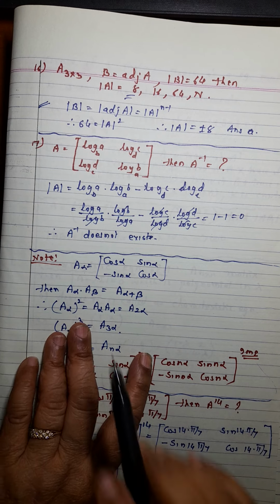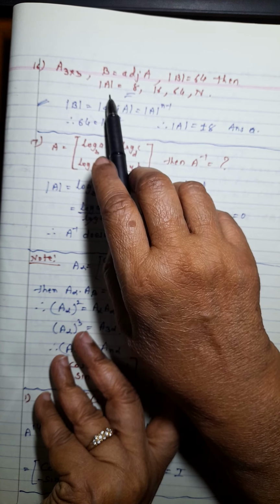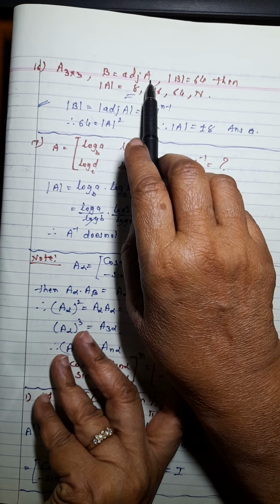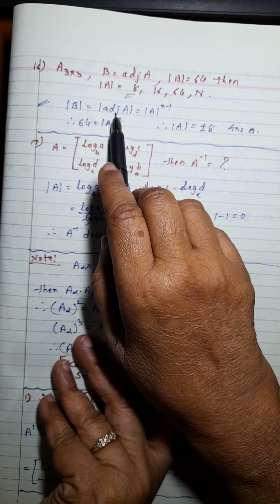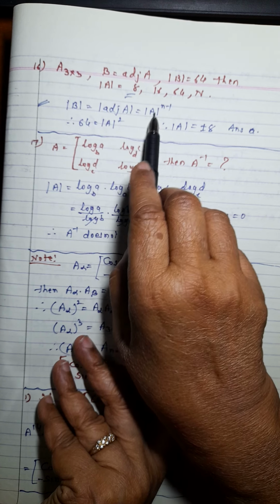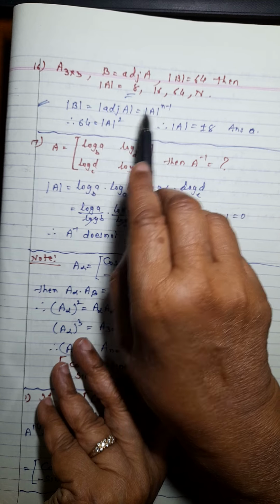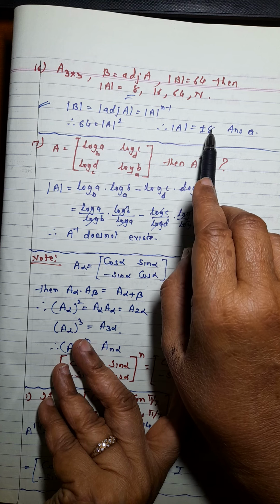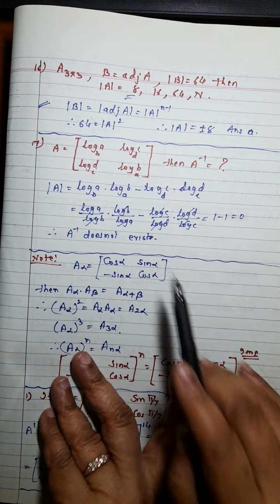Next problem: A is a 3 by 3 matrix, B is the adjoint of A, and determinant of B is 64. Then what is the determinant of A? B is adjoint of A, therefore determinant of B is determinant of adjoint of A. And you know the formula: determinant of adjoint of A is determinant of A raised to n minus 1. This value is 64, and n is 3, so it becomes modulus of A square. So A will be plus or minus 8. Out of that, whichever one answer is given, that is the correct answer. So the answer is A.